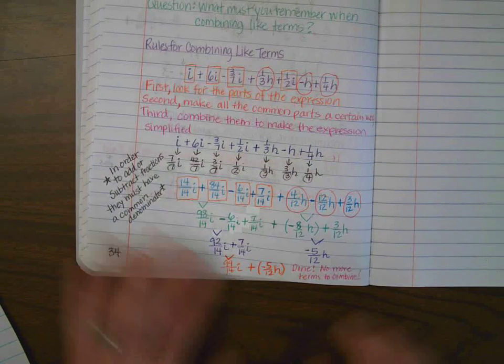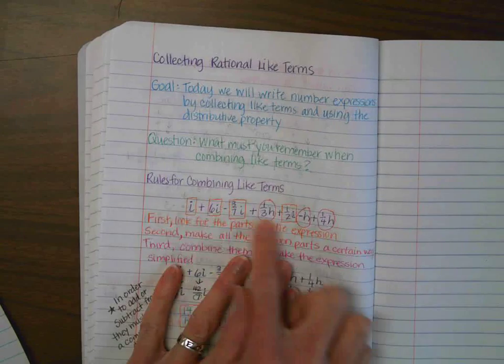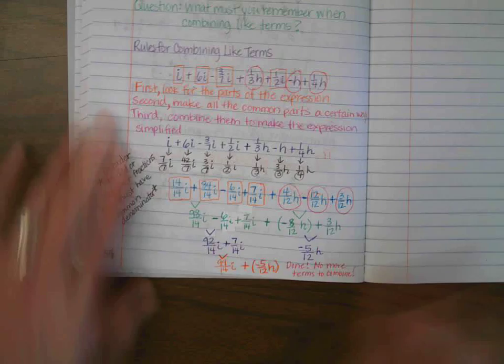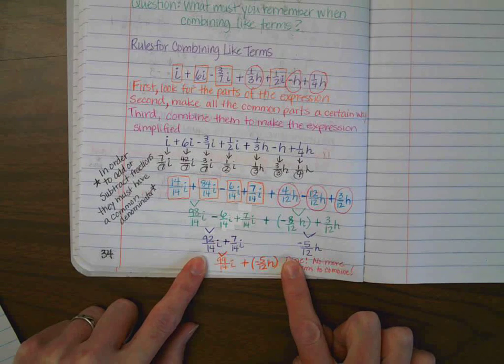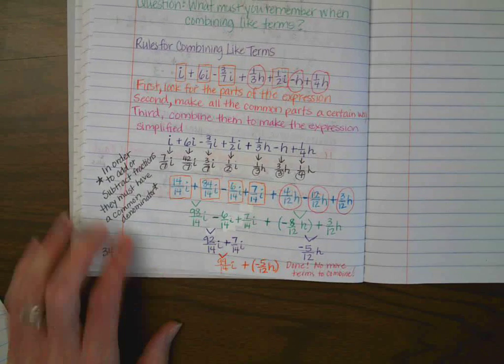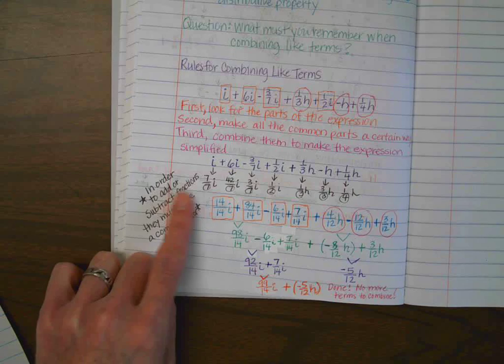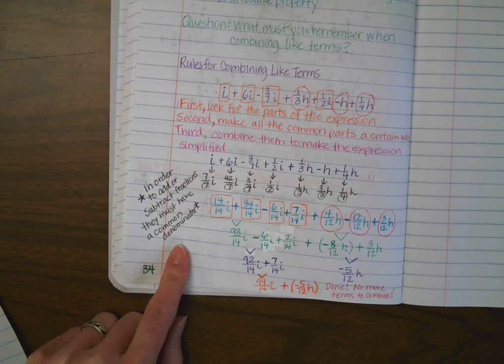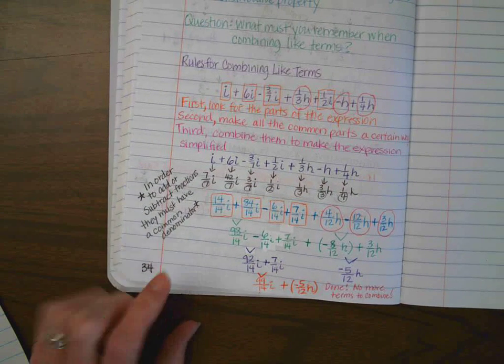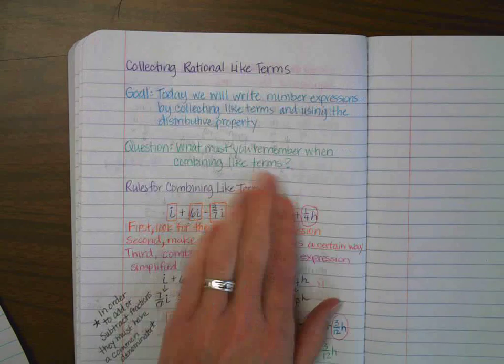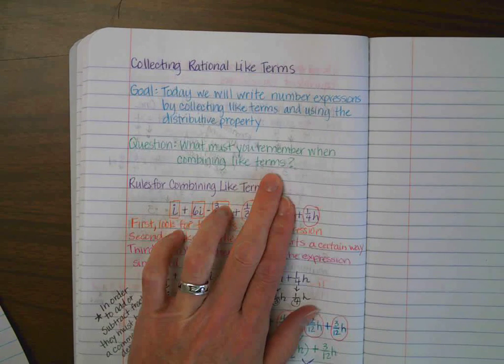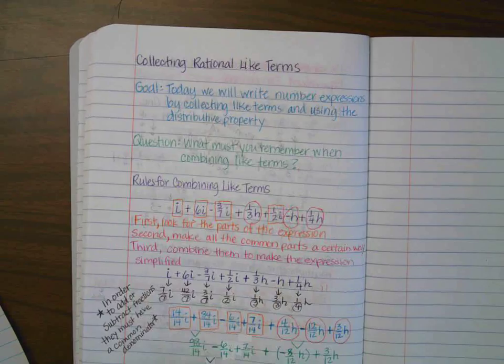This is what this entire lesson is about: you're going to start out with something ginormous like this, and you have to whittle it down into something as simplified as this. It's kind of fun. You'll see. One more thing to think about: in order to add or subtract fractions, they must have common denominators. I'm helping you remember that because you're going to need it. What must you remember when you're combining like terms?